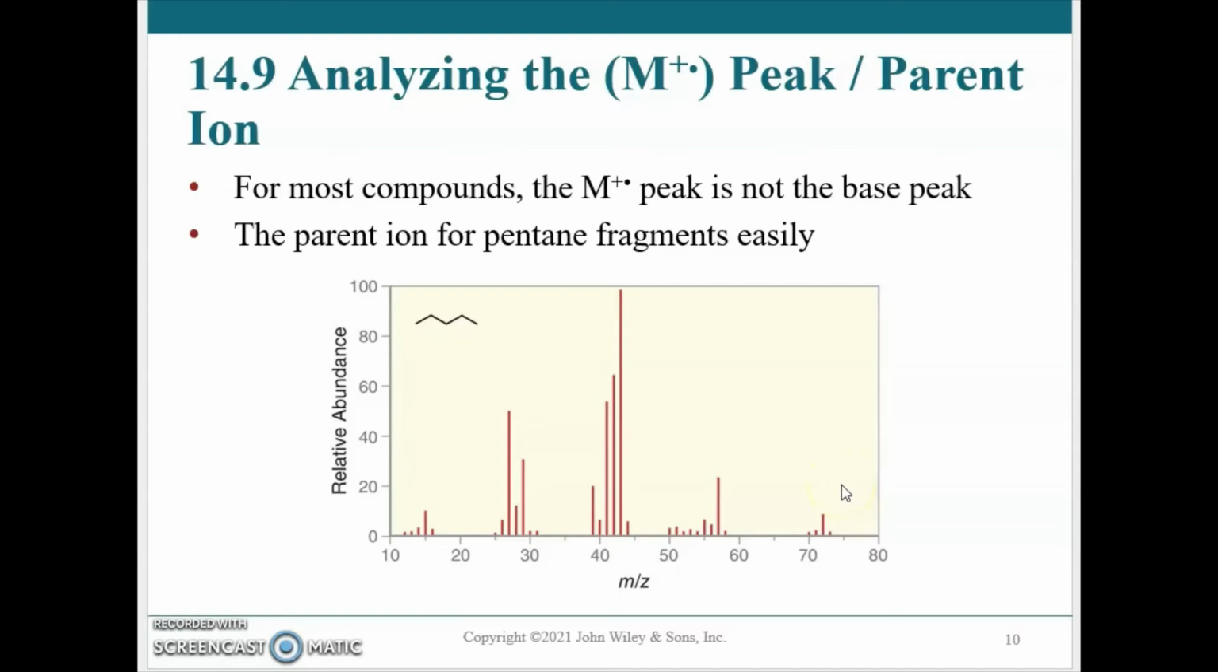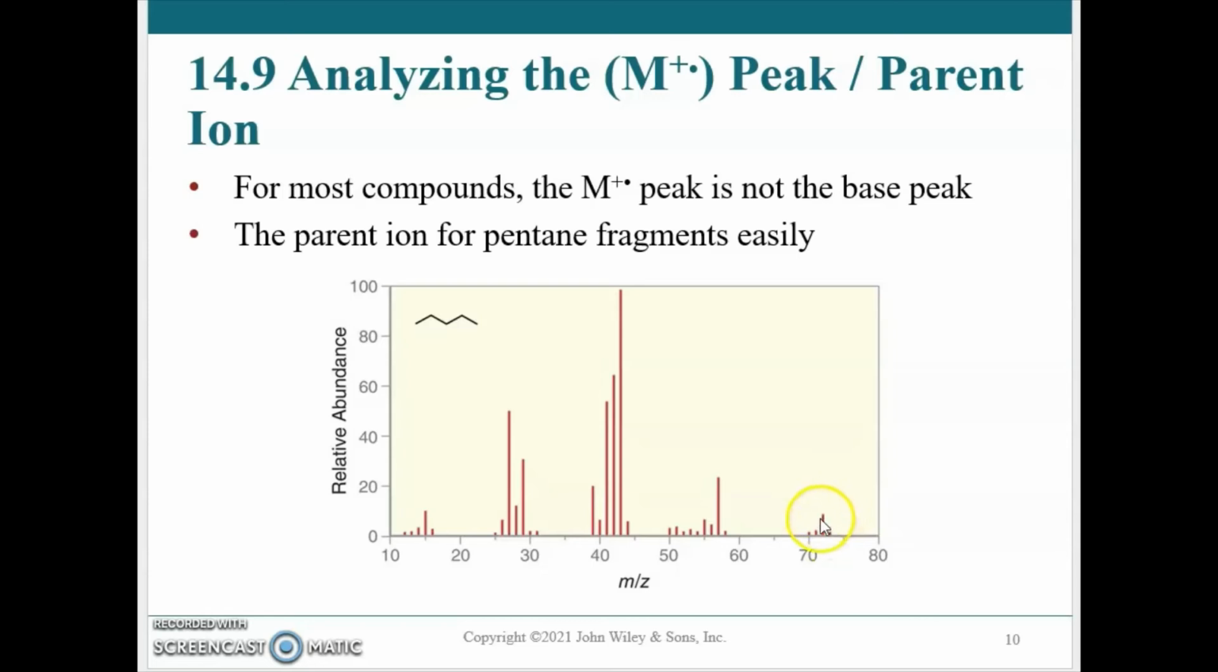So something I'd like to spend a second on. We've been given the structure. So this is pentane. That's C5H12. And on a piece of scrap paper, I worked out the molecular weight is 72.15. So you can see this is 70, 71, 72. So this is the molecular ion.